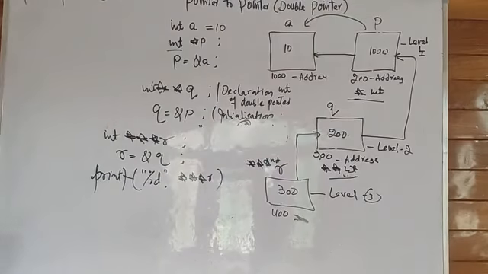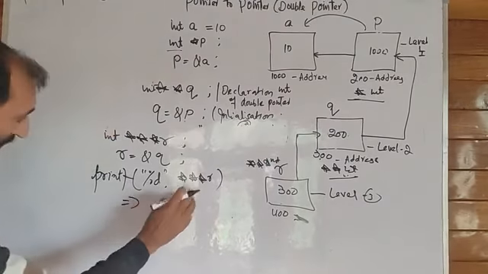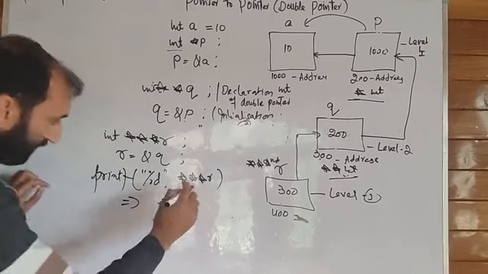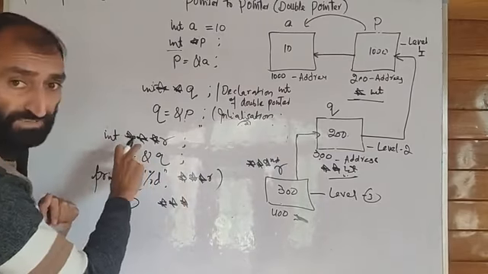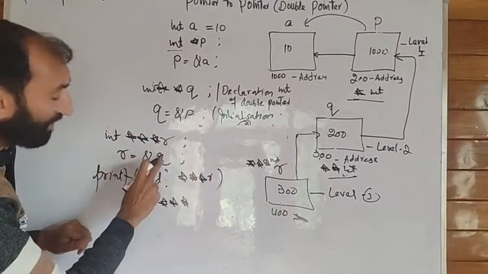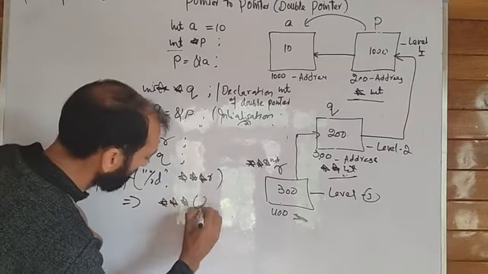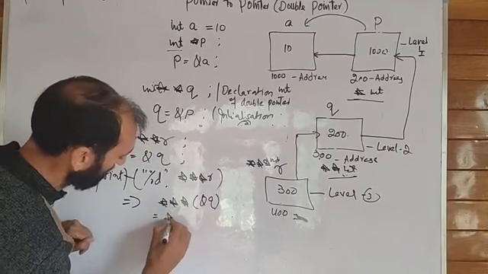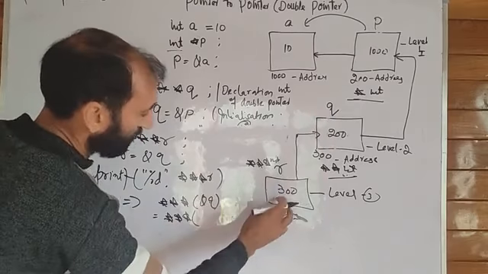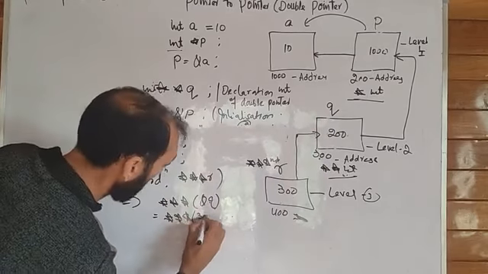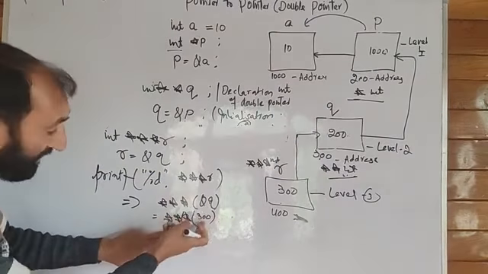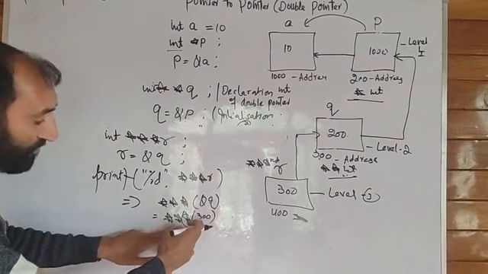r, that means you should be careful, don't confuse: here is the pointer symbol, and here is the indirection operator. What does r contain? r contains actually the address of q. That means address of q. What is the address of q? 300.